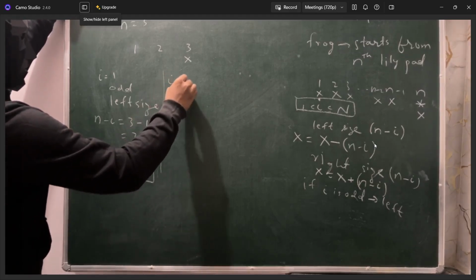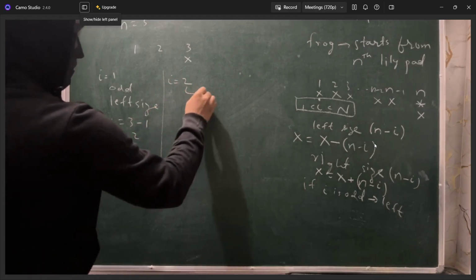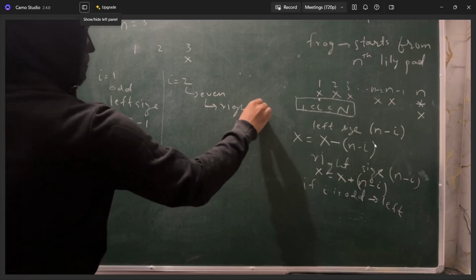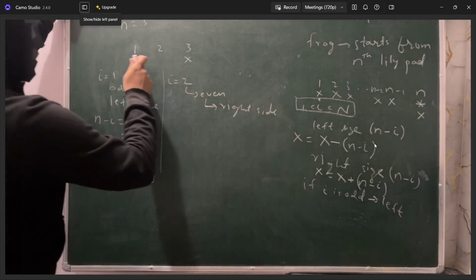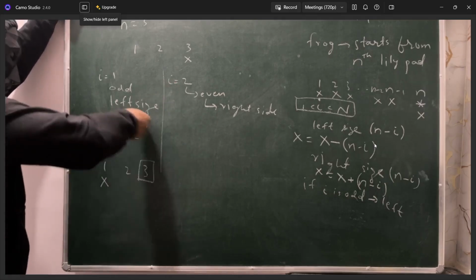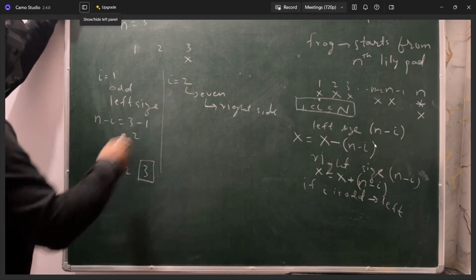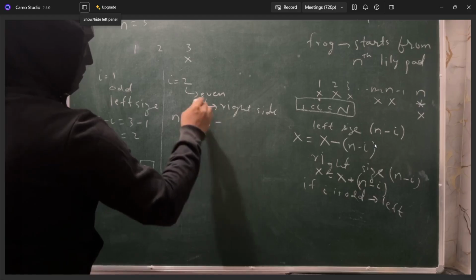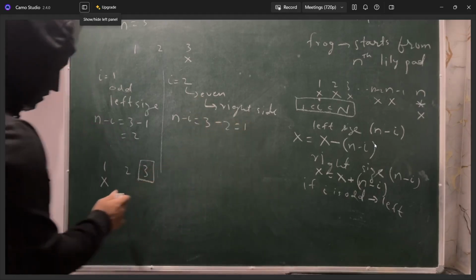Now when i is 2, since this is even, even means your frog will be moving right hand side. When your frog is at this position, now when i is equal to 2, the second operation, it is even, he will be moving right hand side. By how much distance? n minus i. What is n? 3. What is i? 2. So by one distance he will be moving right hand side.